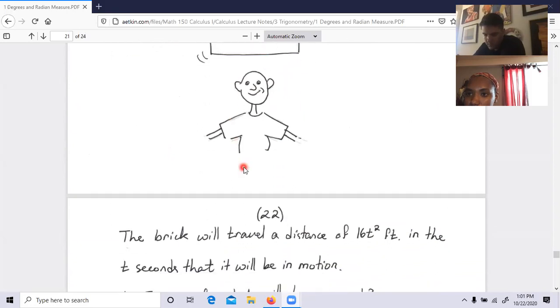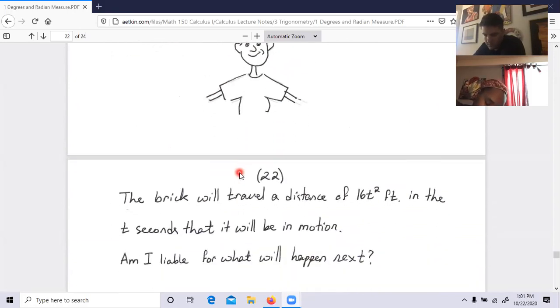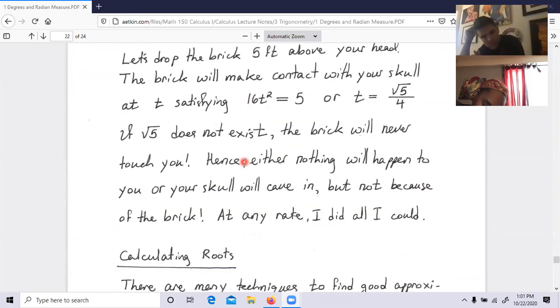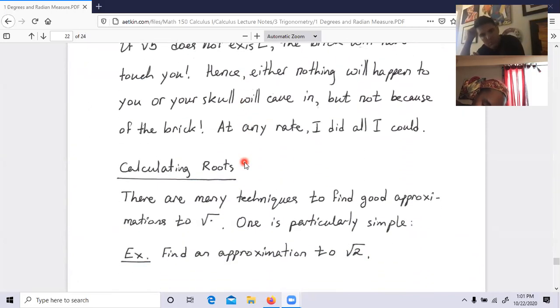But in here, it's an absolute. Either there is exactly a moment of time, which is root of 5, or there is no moment of time. It's an absolute. Okay? It's like the brick is kind of close to your head, but that doesn't matter. I mean, is the brick touching your head?